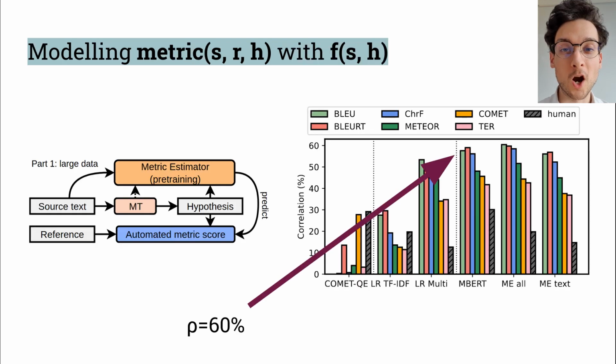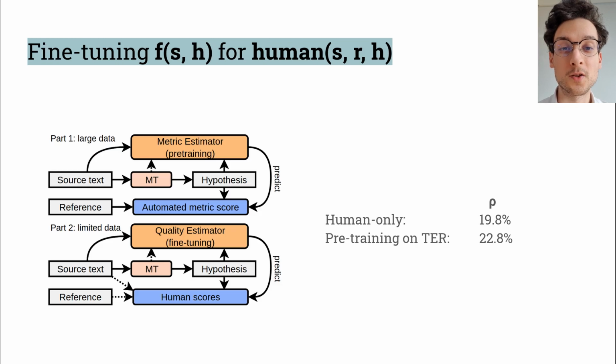Our paper focuses on predicting reference-based metrics without the reference, and we measure the success by segment-level Pearson correlation, and our results show that we can model BLEU with about 60% Pearson correlation, which is non-trivial given that we don't have access to the reference. However, our task is not to model the metric, but the human evaluation. When we fine-tune our model on human data, we see that it outperforms the baseline, which is training only on the small human data.